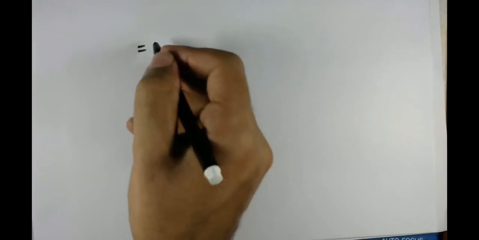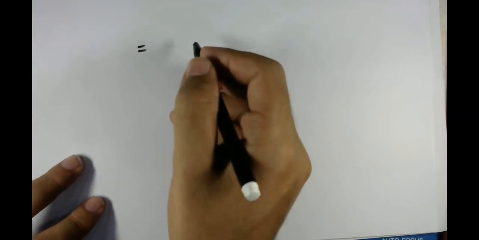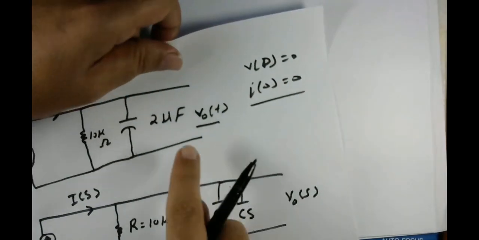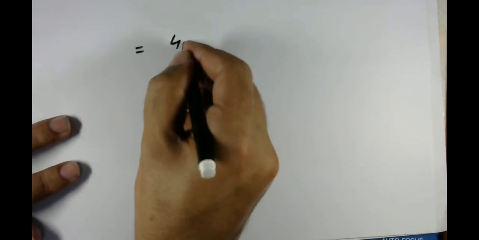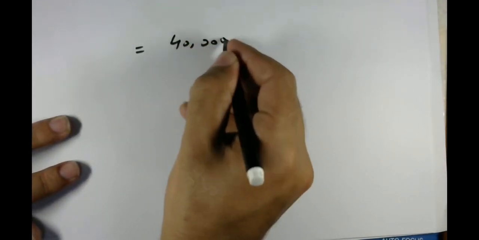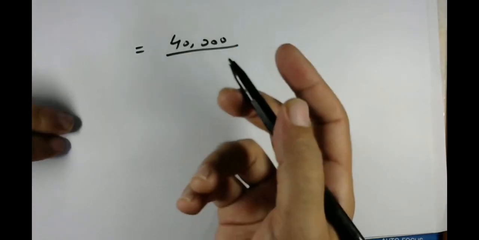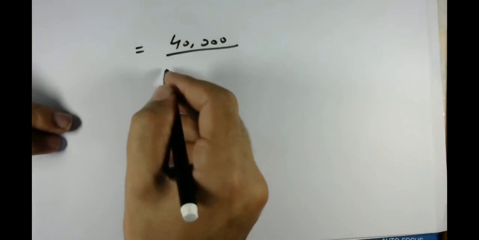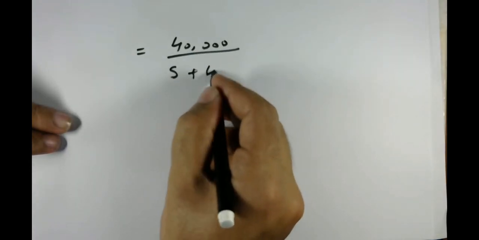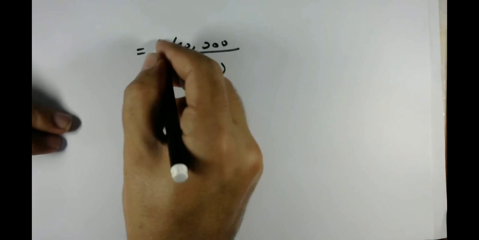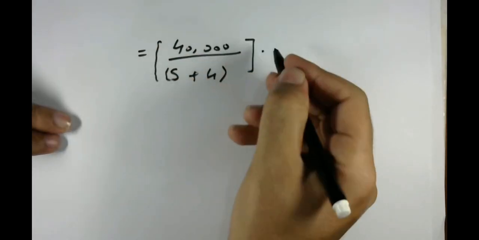Okay, so 1 by C. C is how much? C is 2 microfarad. So we can find out, your final answer will be 40,000. You just need to put the values of C and R in the previous equation, and 1 by RC becomes 4. And multiply by I of S.